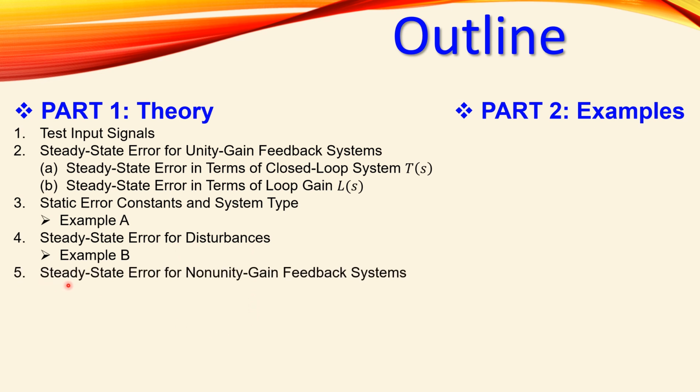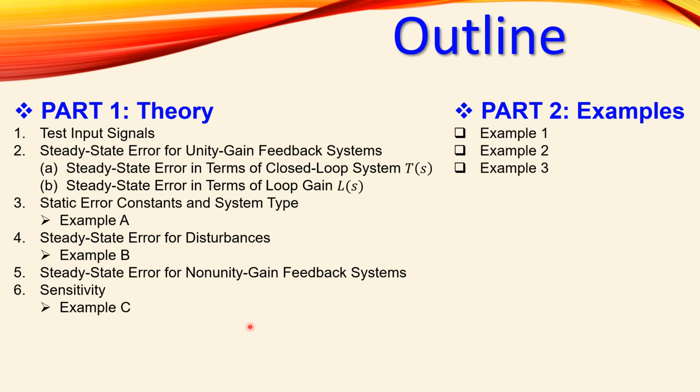In addition, we will talk about the steady state error for non-unity-gain feedback system configurations, because most control systems are not in a unity-gain feedback configuration. So we need to also tackle those configurations. And also we'll discuss sensitivity, which is a really important topic, and we will also give an example there to illustrate the concept. In part 2, we will specifically dive into the examples, and I will give 3 examples to illustrate also what we have discussed here in more detail.